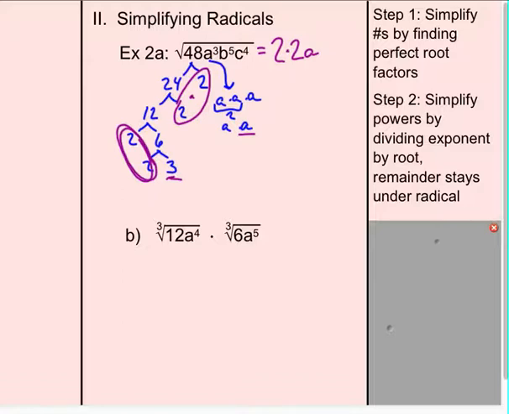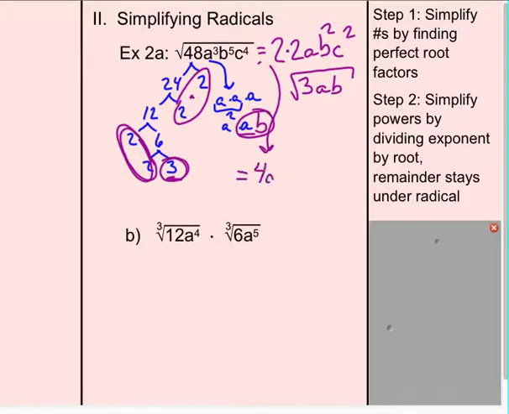So we'll think about that process with B. 5 divided by 2 is 2, with another remainder of 1, so that will go under the radical. For C, 4 divided by 2 is 2. So all of this comes outside the radical, and I ran out of room. This will all be multiplied by, we had this 3 that didn't have a pair, and this A and B that didn't have a pair. So in simplified form, we would have 4ab squared c squared times the square root of 3ab.